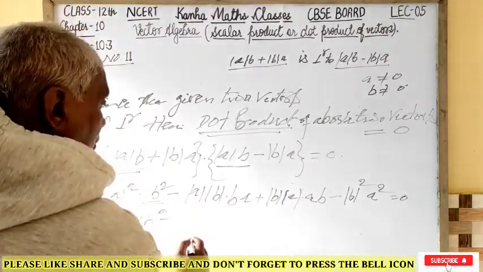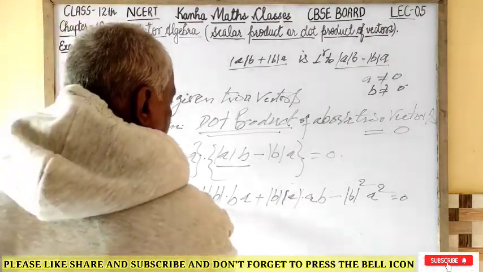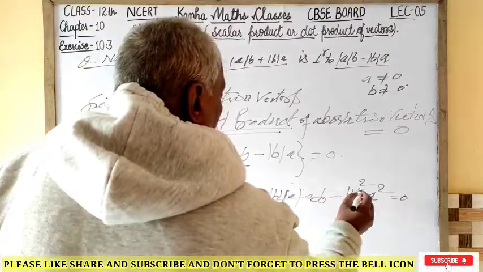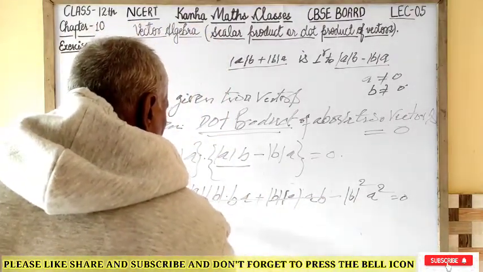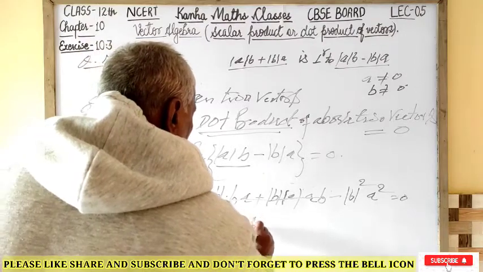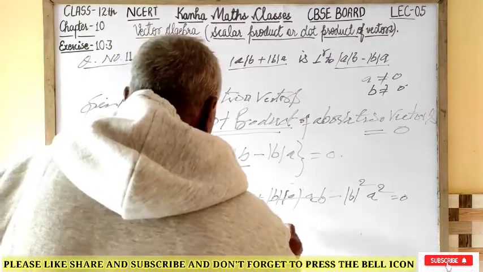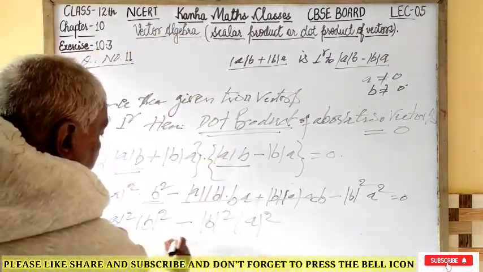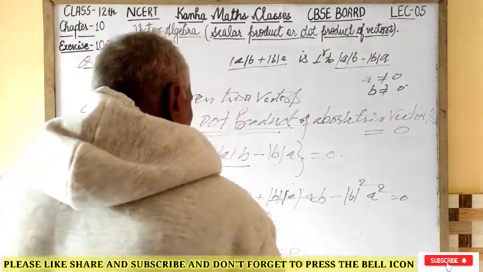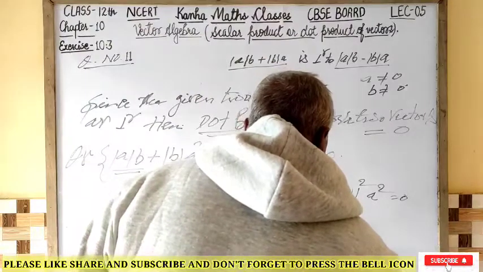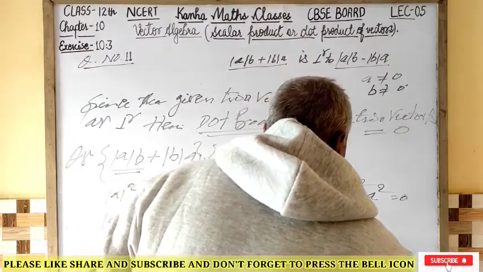Now this will be cancelled by this, and this is equal to |B| squared |A| squared. Obviously the left hand side is equal to 0 and right hand side also is equal to 0, hence proved.